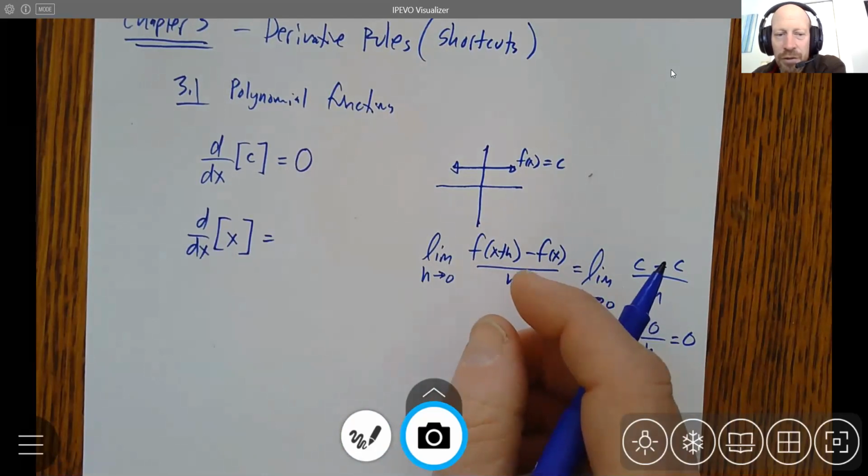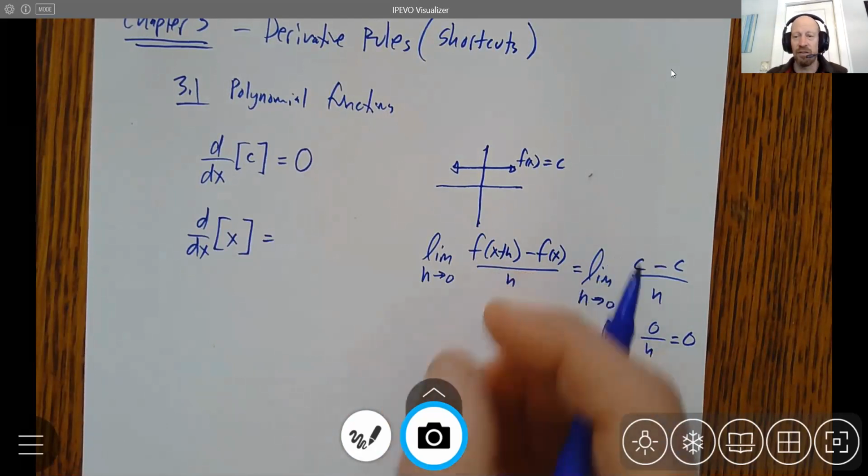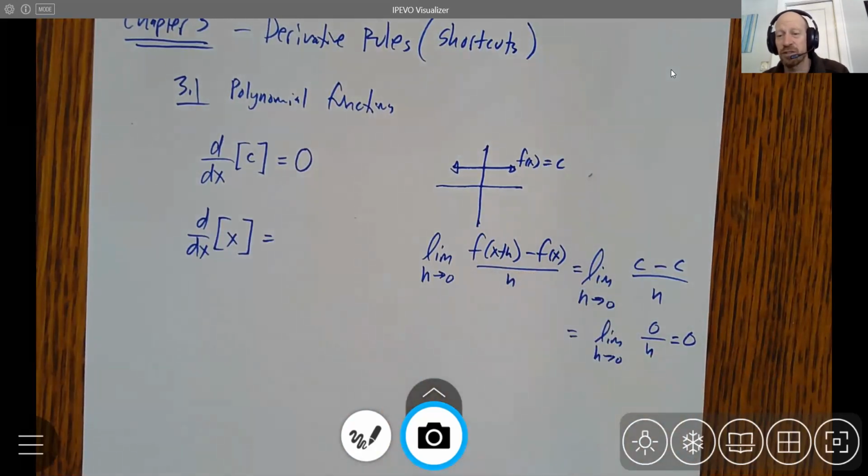How about this one? The derivative with respect to x of x. Anybody got a guess for that one? What I'm doing here is starting with the building blocks of a polynomial function, right? A polynomial function could have a constant, could have an x. We're talking about these basic pieces, and then I'm going to put them together. Anybody got a guess? Is it 1?